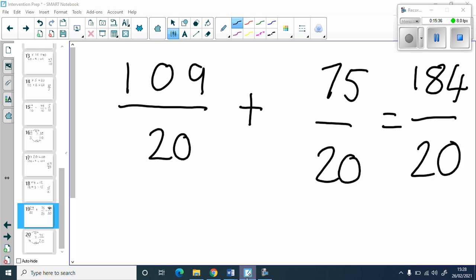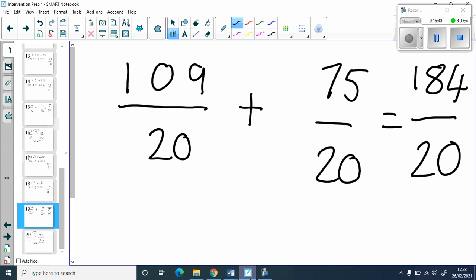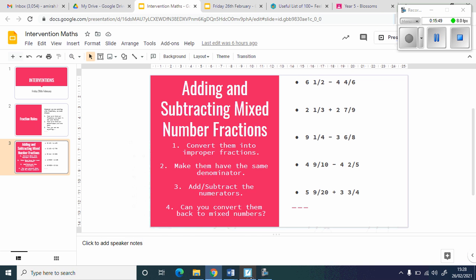And again, you can do, if you want to, step 4, convert them back into mixed numbers, how they started with. And if you did do that, you would then get 9 and 4/20. But do not worry too much about that bit. You're focusing really on steps 1 to 3. And if you're feeling confident, have a go at number 4.